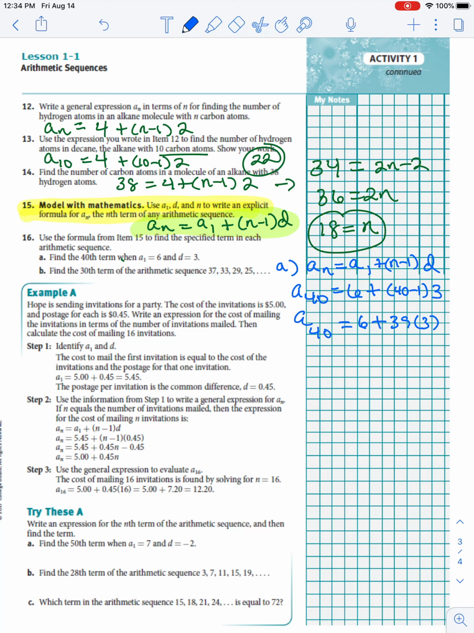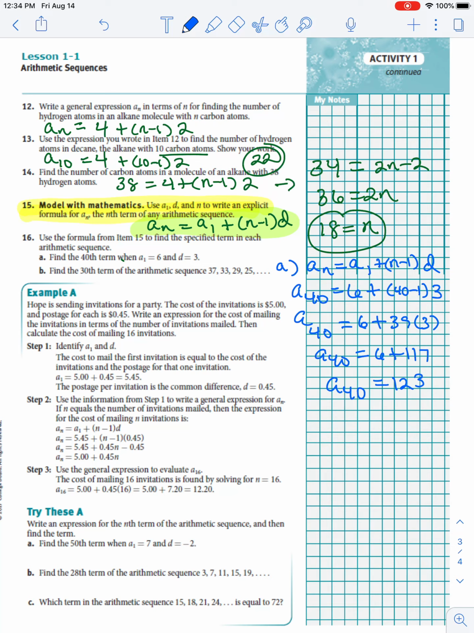And then you might want to go to your calculator. 39 times 3 is 117. So A sub 40 equals 6 plus 117, 123. So the 40th term of that sequence is 123. Sure, you could have written out all the numbers, but 40 numbers is a lot to write out.